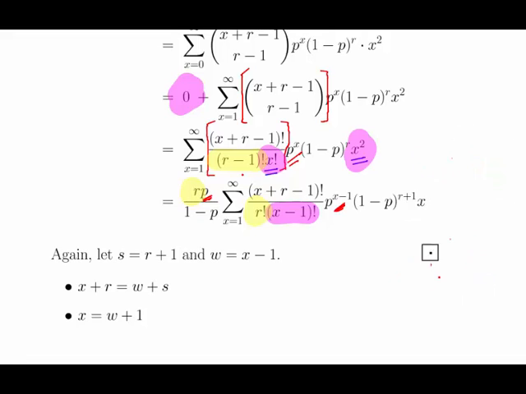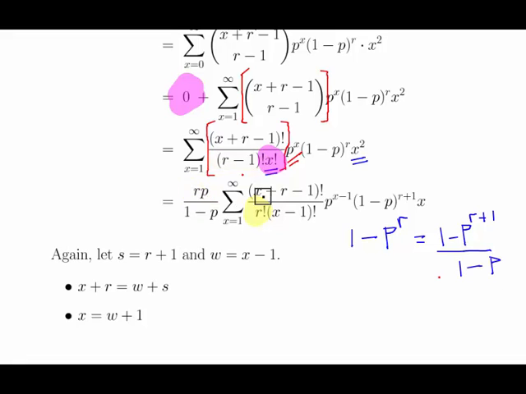And finally, let's go back here once more. We have 1 minus p to the power of r. That is 1 minus p to the power of r plus 1, over 1 minus p. Essentially there are a couple of transitions going from here to here, but I have accounted for them all. So I have this expression here, r times p over 1 minus p, times this summation here.